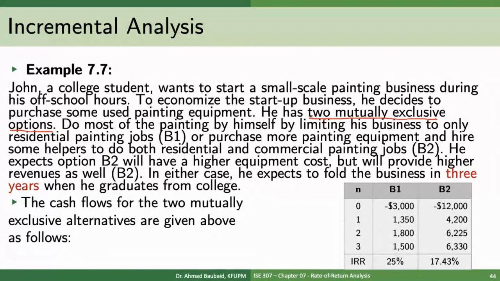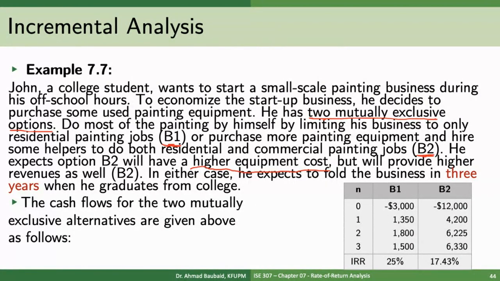One is whatever, I'm going to call it B1. You can read the details later, but it's just one option. It's called B1. There's another option that's called B2. And he expects that option B2 will have a higher equipment cost, meaning a higher investment cost, but is going to provide higher revenues as well. And the business is going to be over, I guess, in 3 years when he graduates from college. And so here are the 2 cash flows.